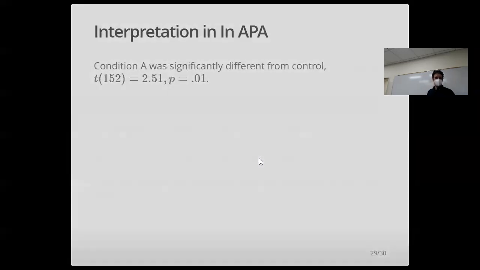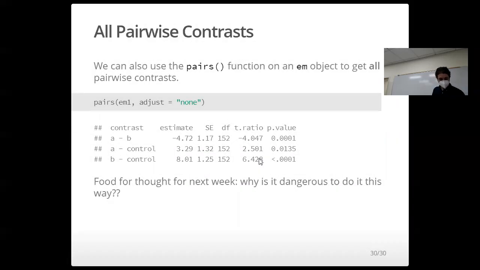So the last thing for this section, we can also use the pairs function. And so we don't have to write any contrasts if we do the pairs function. If we do this, it will give us all pairwise contrasts. But why might this be dangerous? You've probably seen something like this before where you've done something else in addition to be a little extra cautious. Anyone know what I'm talking about?